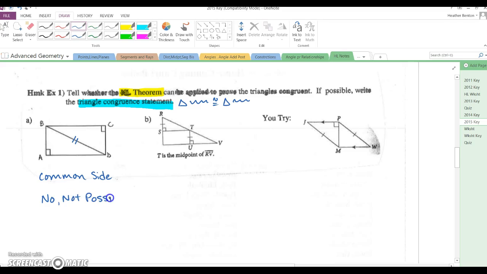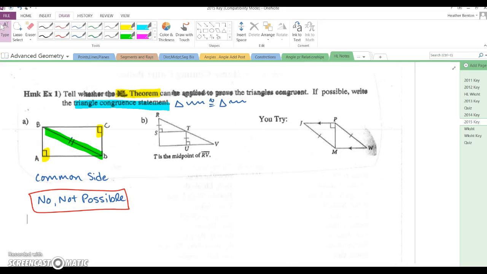Because again, what I'm looking for is a right angle, a hypotenuse that's congruent, but then I have to have one other side that's congruent. And I do not have that other side. I needed one more side to be congruent for this to work. So let's go on to part B then.